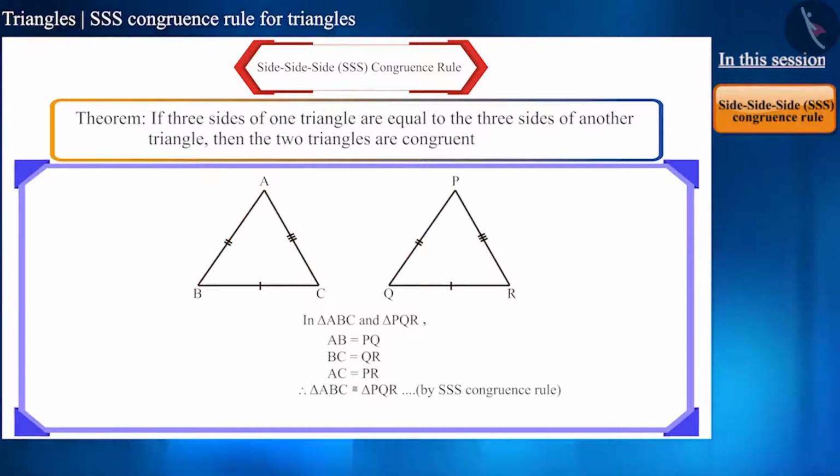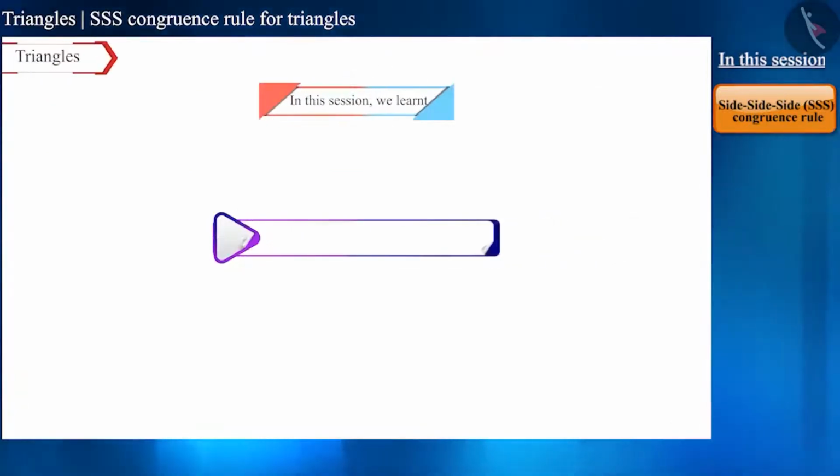And we know that the corresponding parts of congruent triangles are equal. So, the corresponding angles will also be equal. That's it for today's session. Today, we discussed the side-side-side criterion or SSS congruence rule.